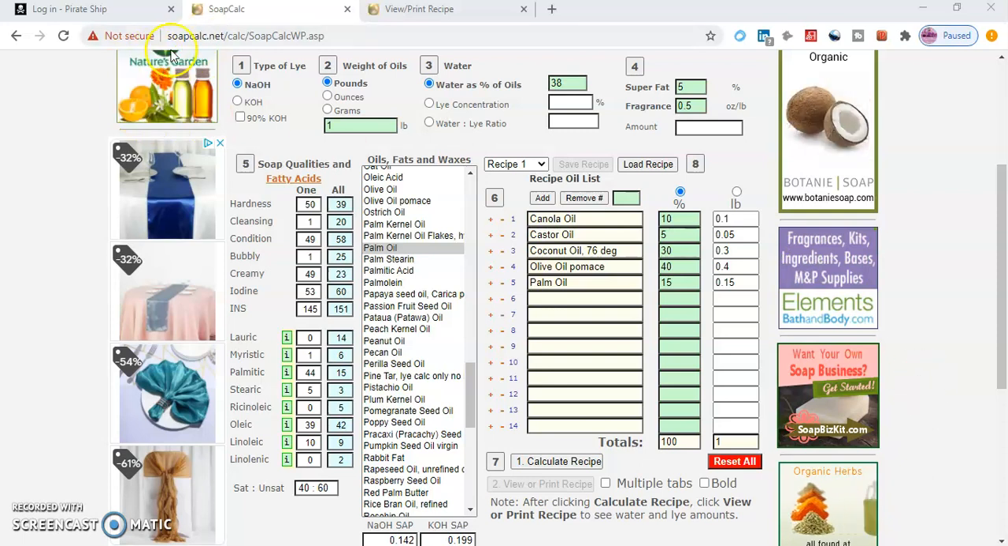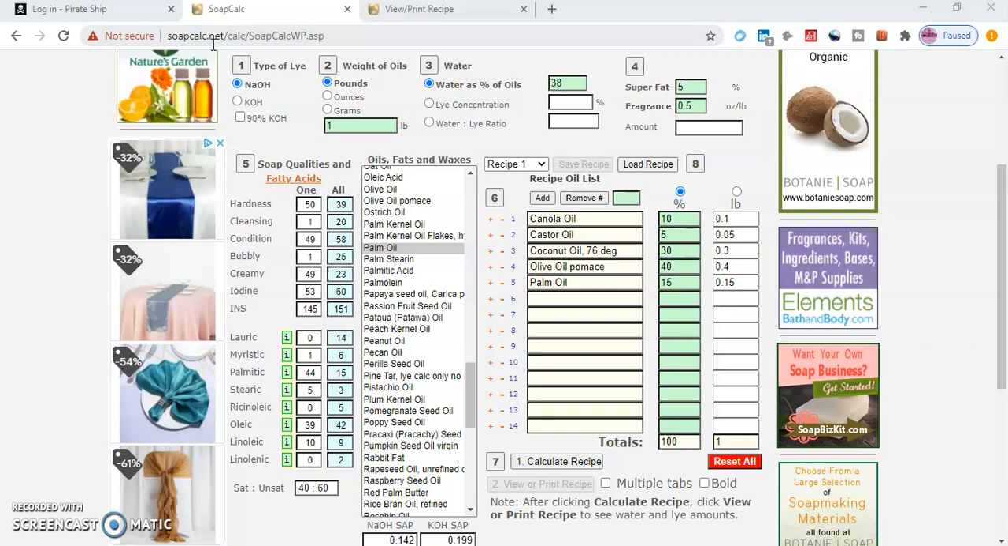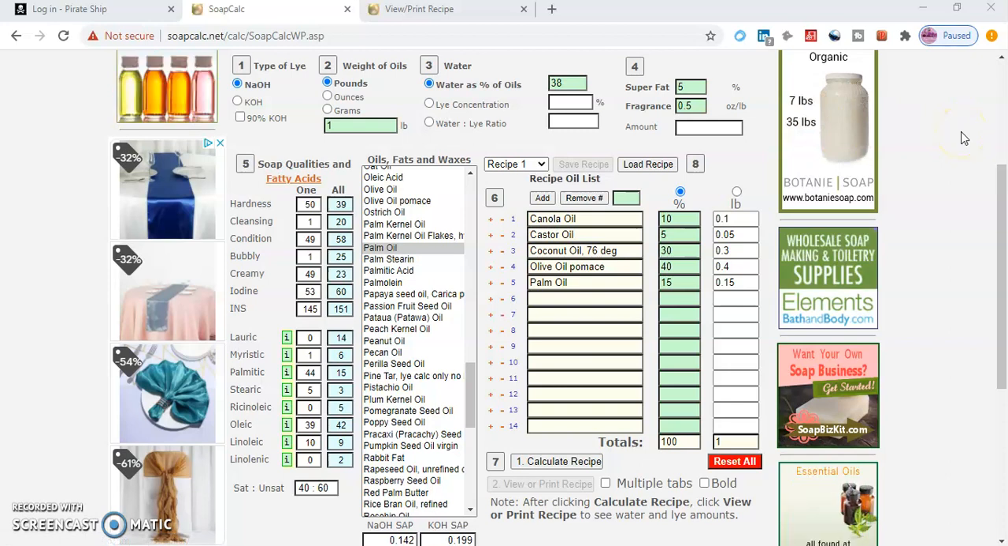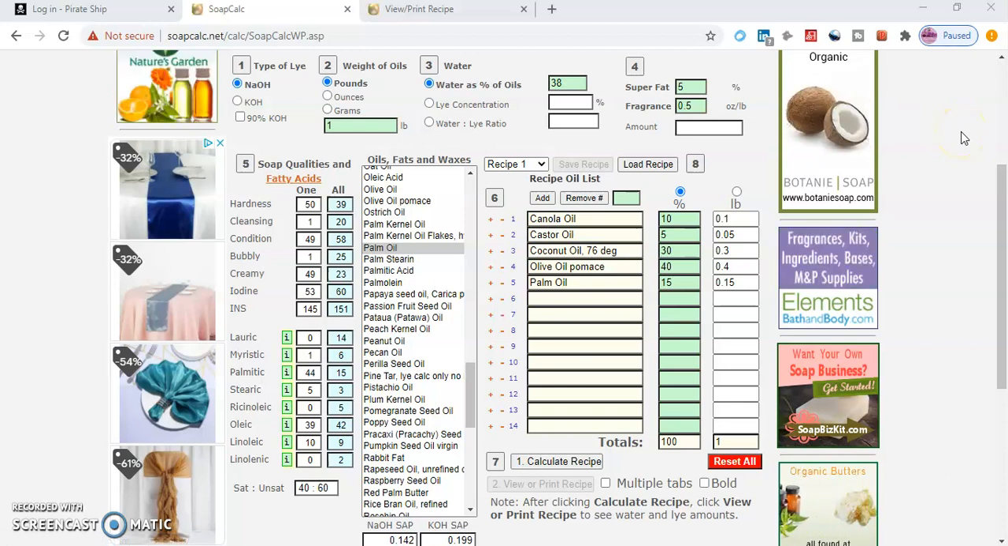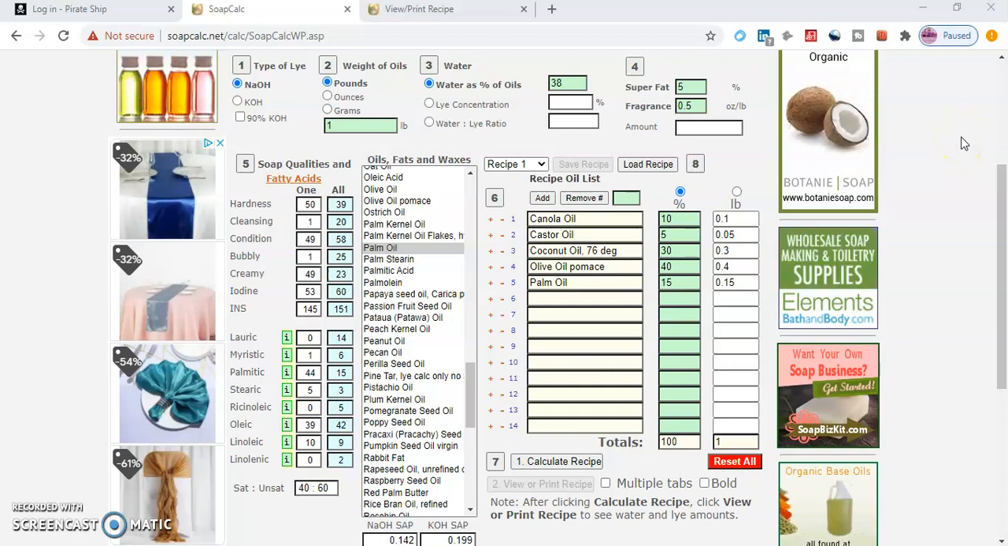So as you can see here, we're on soapcalc.net. This is our soap calculator that I'm going to be using for this video, and this is the soap calculator that I use for all of my soaps as well. I hope that the information I share with you today in this video, you find useful to help you on your soap making journey.